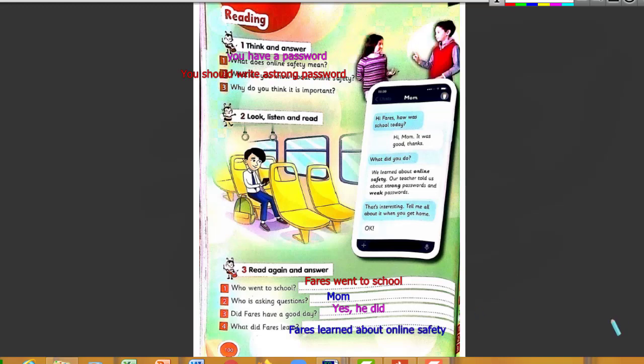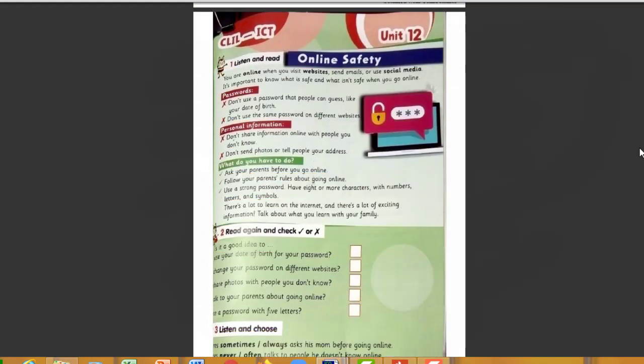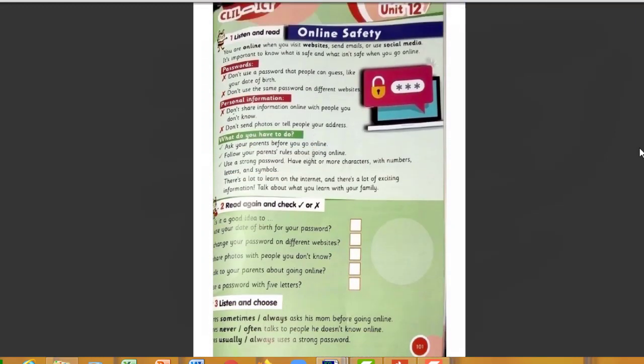Okay, so Faris went to school. Mom asked him some questions. Faris had a good day, and he learned about online safety. If you finish, turn over the page. Online safety. Now we will know more about online safety. I will read this page and discuss this for you, and the next time I will ask you some questions, so you should read it very well.